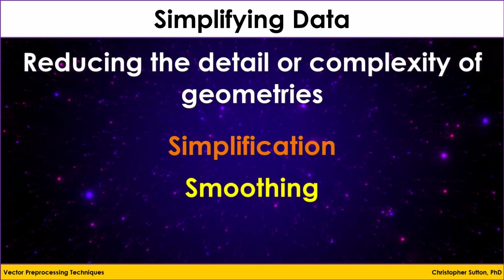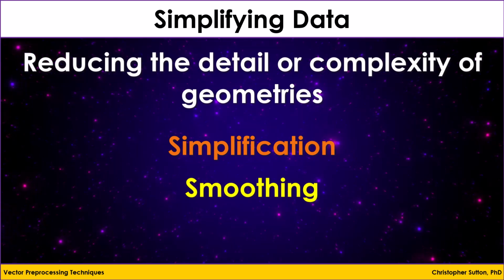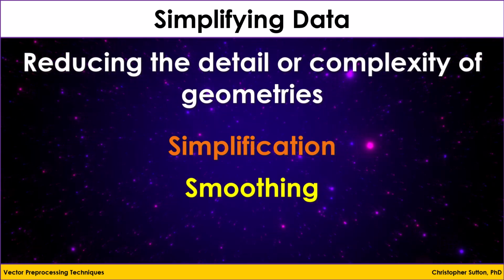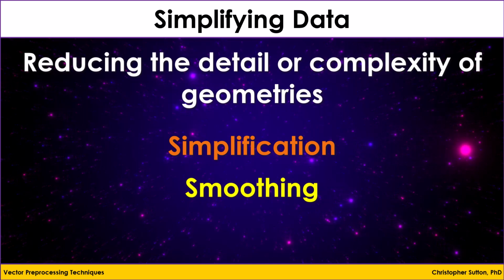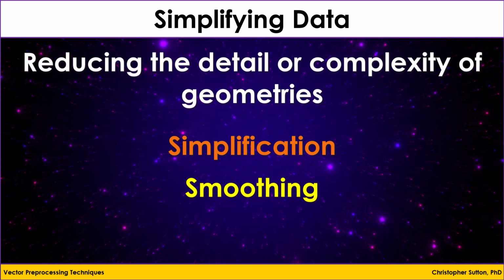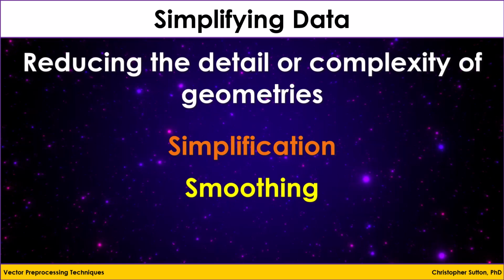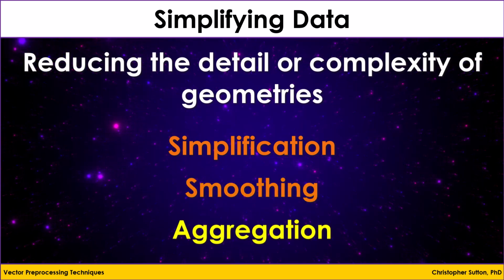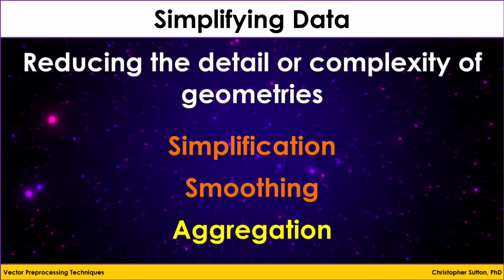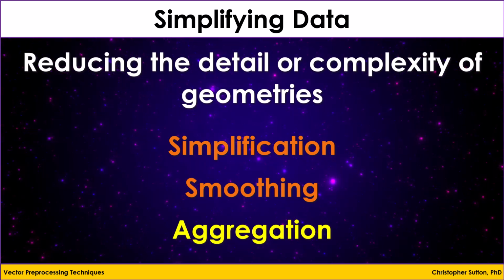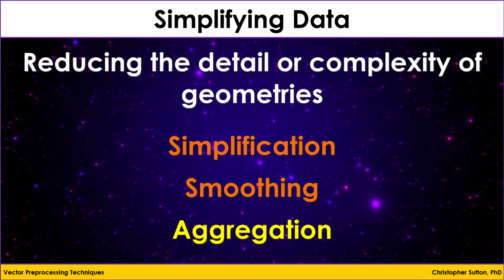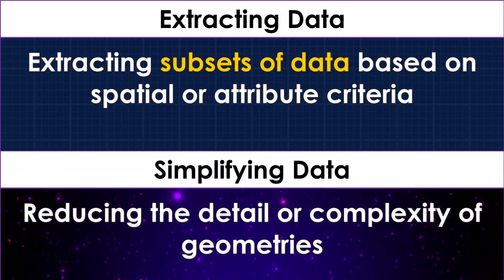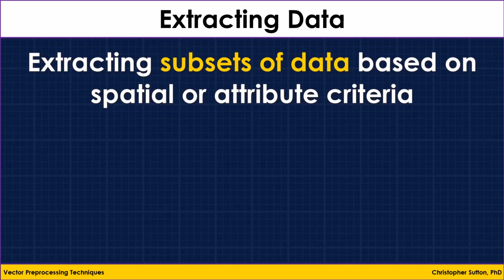There is smoothing, which reduces sharp angles and jagged edges to create more visually pleasing, natural-looking features. We usually do this to improve aesthetics or approximate natural curves that might appear in rivers or contours or lakes. And then there's aggregation, where we group features based on spatial or attribute criteria to create fewer features or larger features, or both.